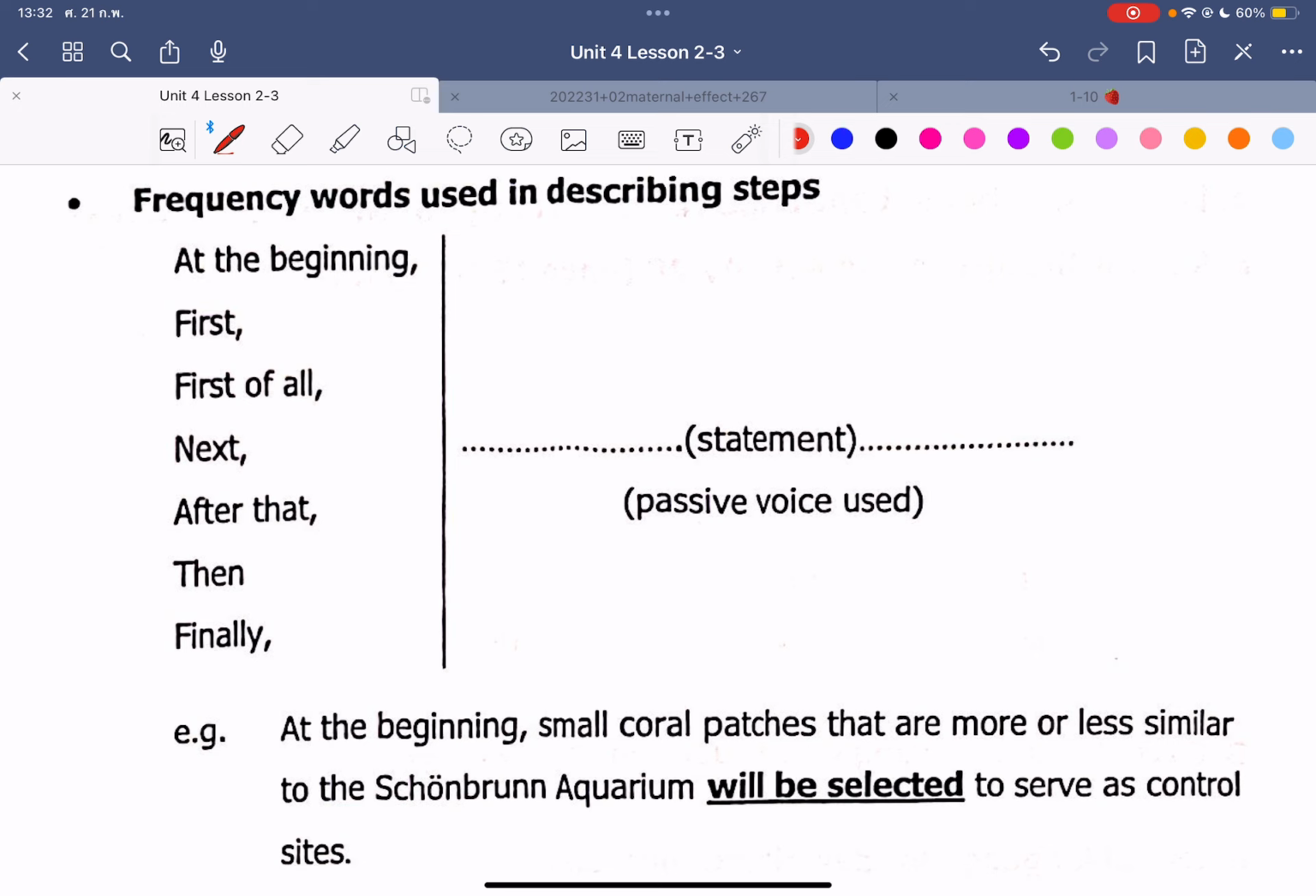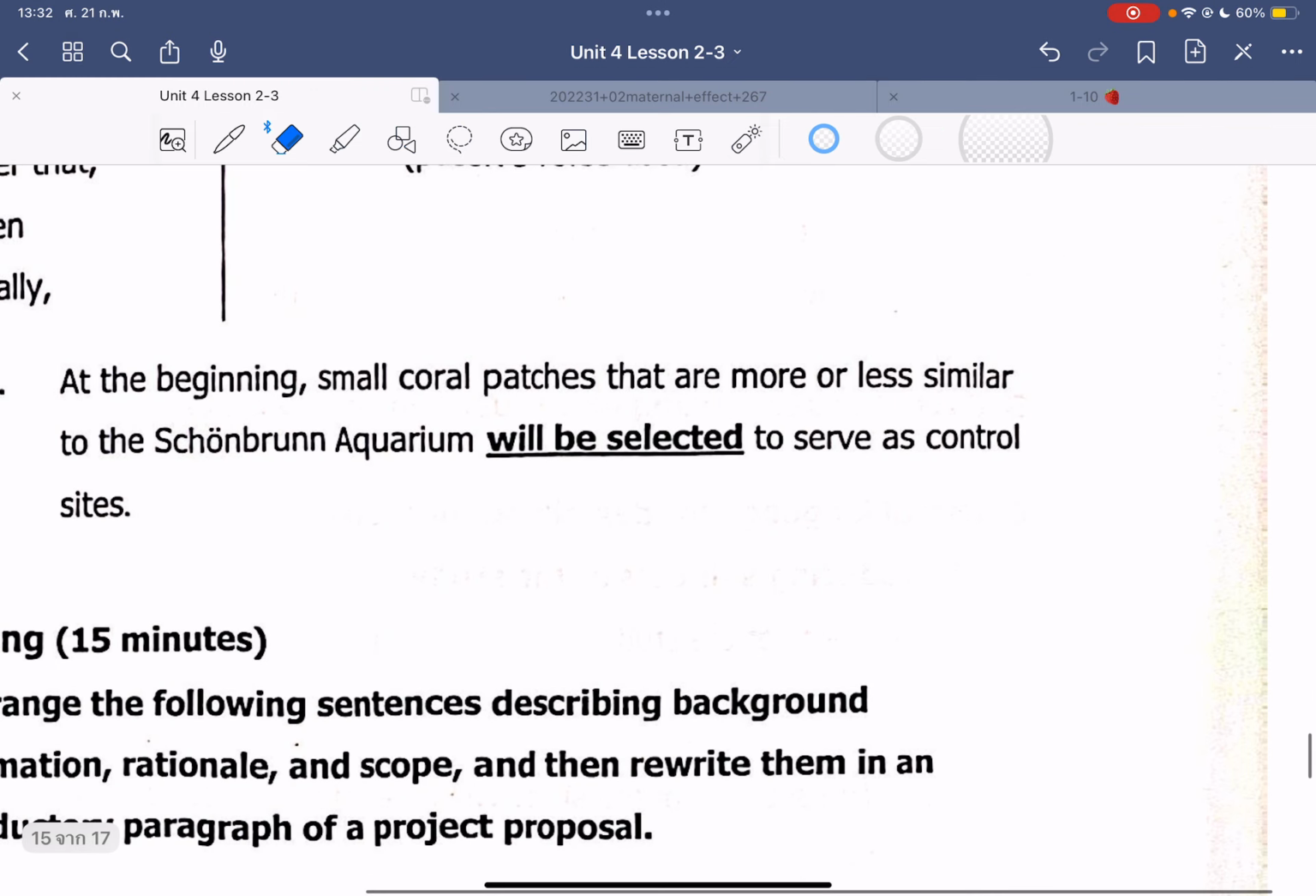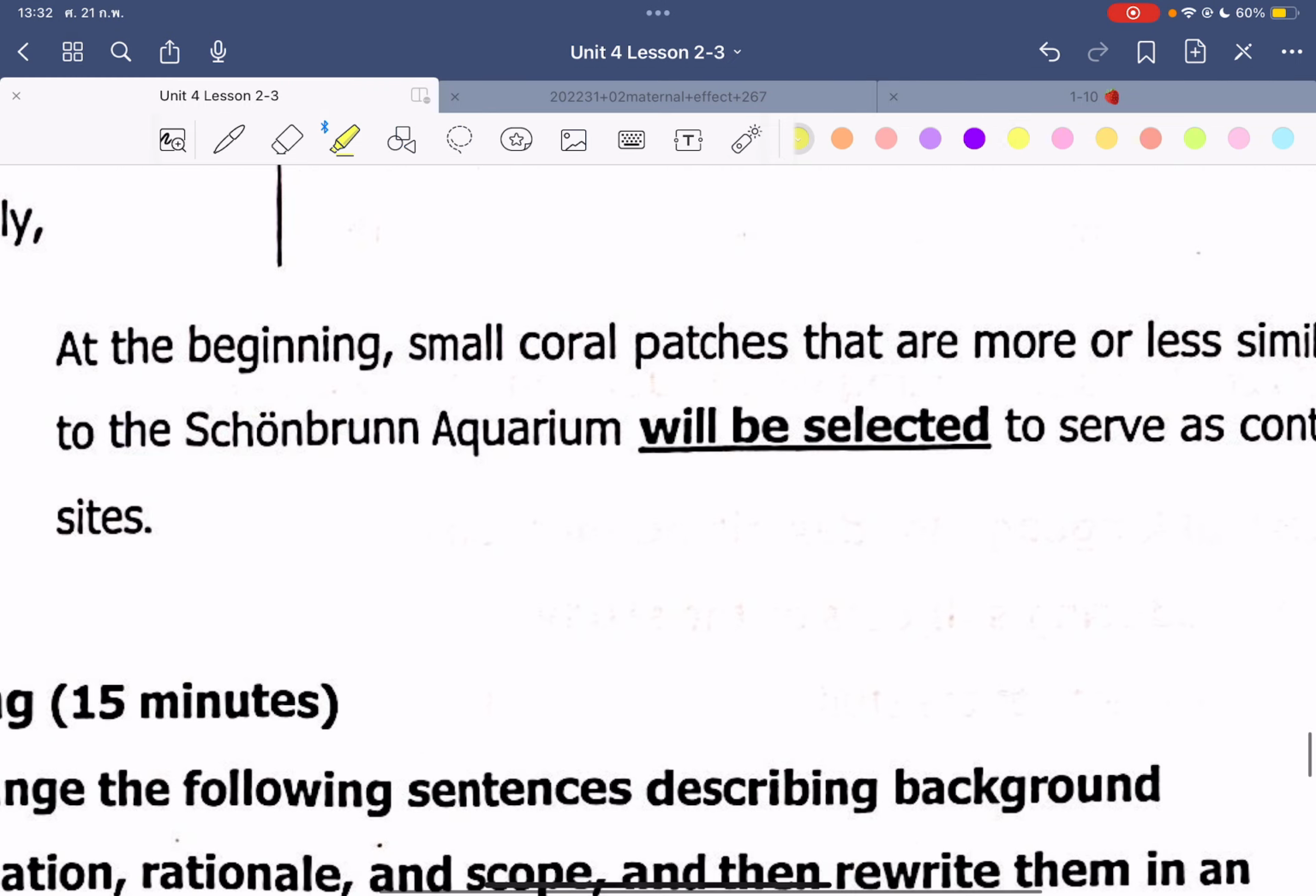At the beginning, small coral patches will be selected. เห็นไหมคะ be selected ใช่ไหมคะ be verb plus verb 3 แล้วก็ทีนี้มีข้อมูลเกี่ยวกับ agent ไหมคะ ใครจะ select ไม่มีข้อมูลใช่ไหมคะ แต่ก็เรารู้แล้วเป็น obvious ใช่ไหมคะ. Of course the person who will do the project will select ใช่ไหมคะ ก็เลยไม่ต้องพูดเกี่ยวกับ agent ใช่ไหมคะ yes. So no, we don't mention the agent here, yes, and future and the passive.